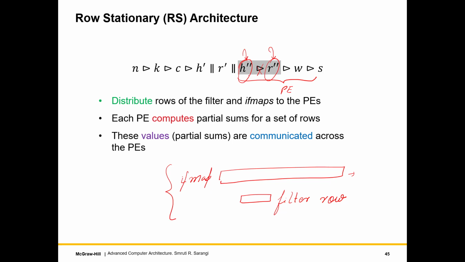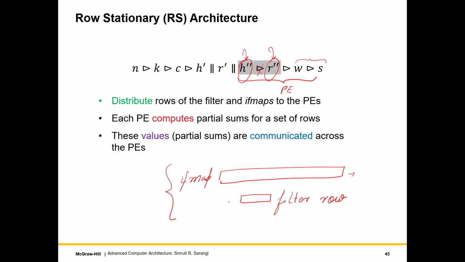So here the idea is that it's a row of the input and a row of the filter. And here a certain amount of contextual reasoning is important, because you could also argue that it could be a row of the output with the input streaming in. So this is where the additional context is important, where we say that no, this is an IF map row and a filter row.